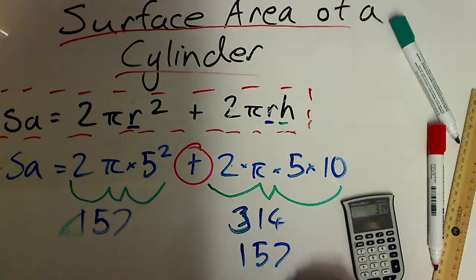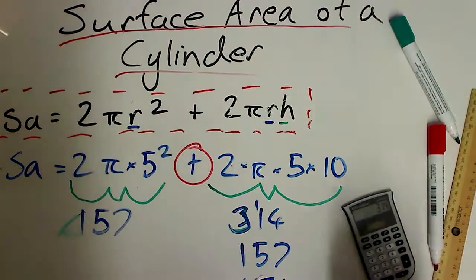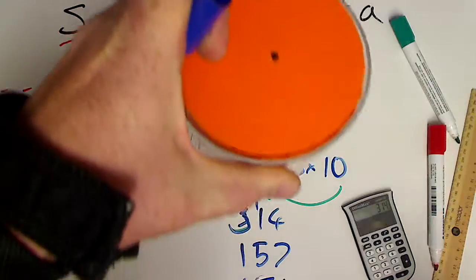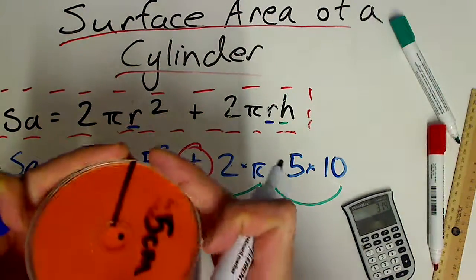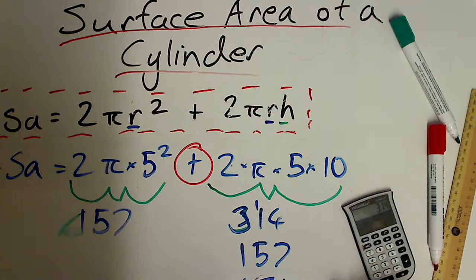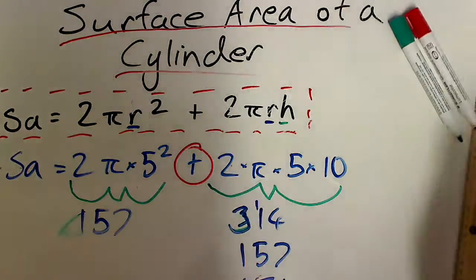157 plus 314: 4 and 7 is 11, carry the 1, 2, 4. So 471 centimeters, because my measurements were in centimeters, and then squared because we're working out the area. And then you're done.